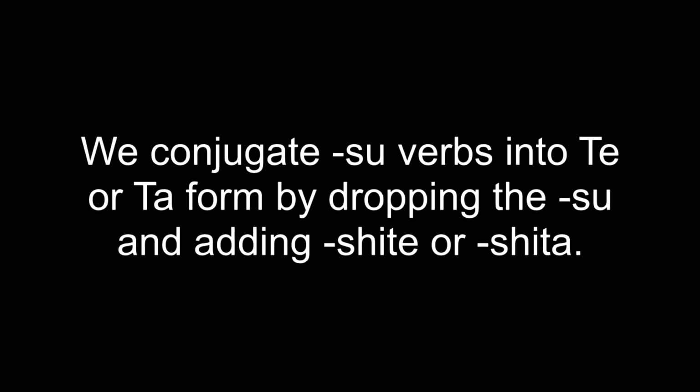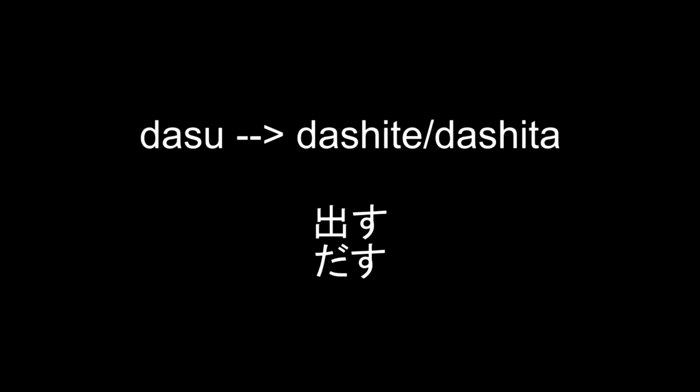Finally, we have su verbs. We conjugate su verbs into te or ta form by dropping the su and adding shite or shita. An example of this is the verb dasu, which becomes dashite or dashita.